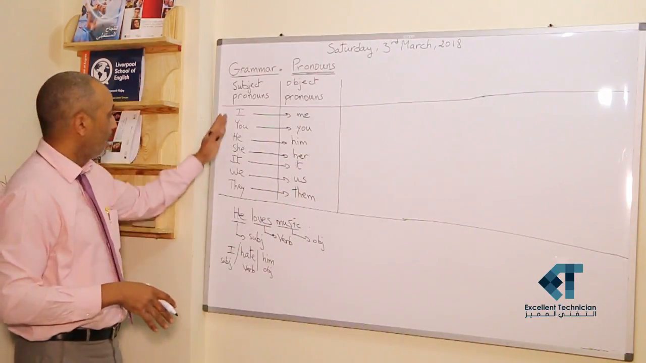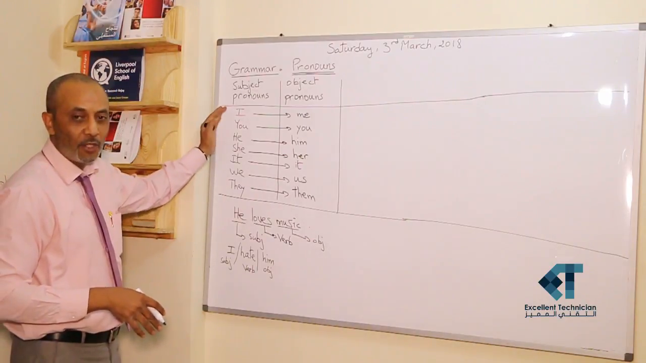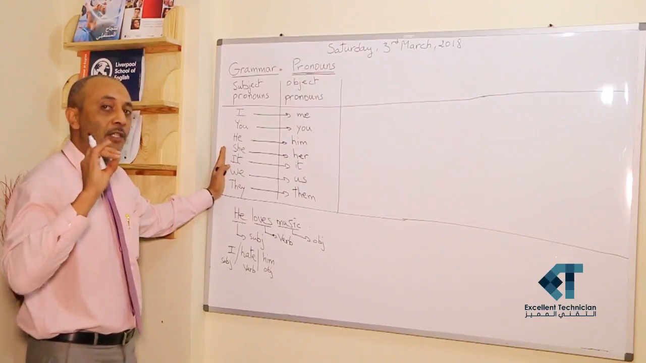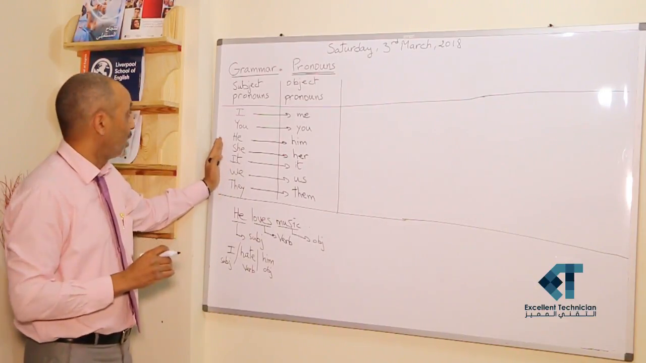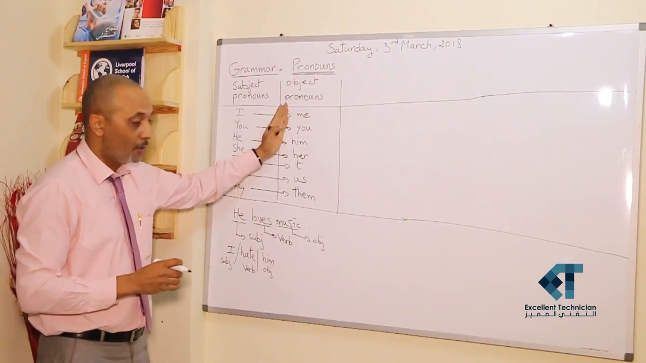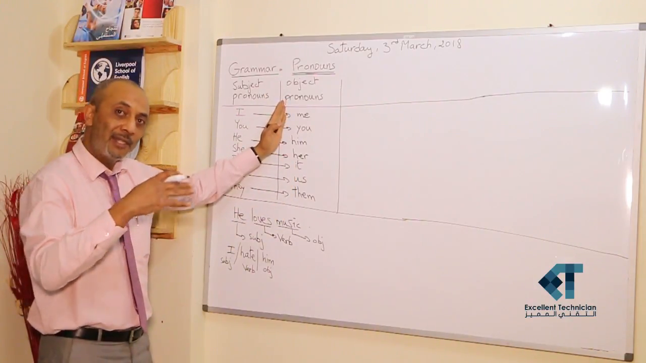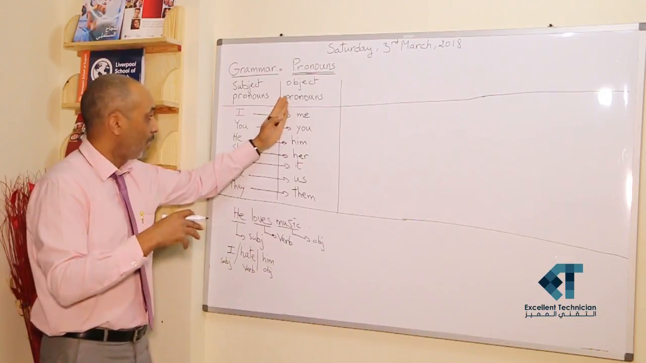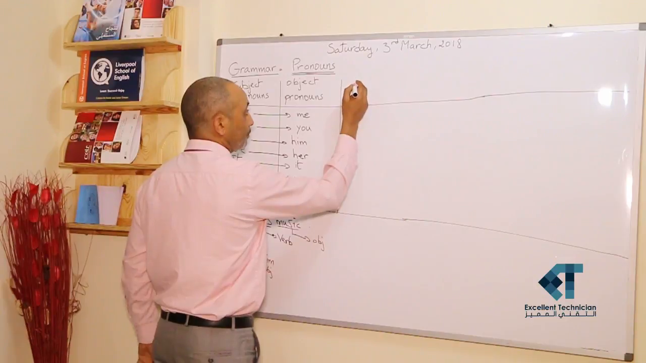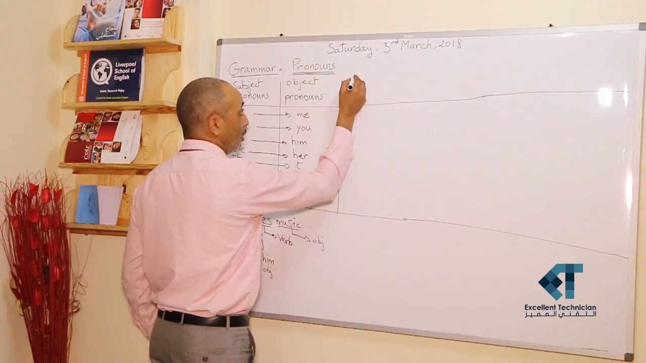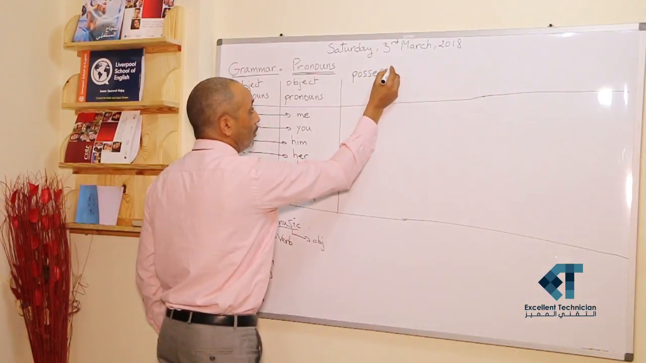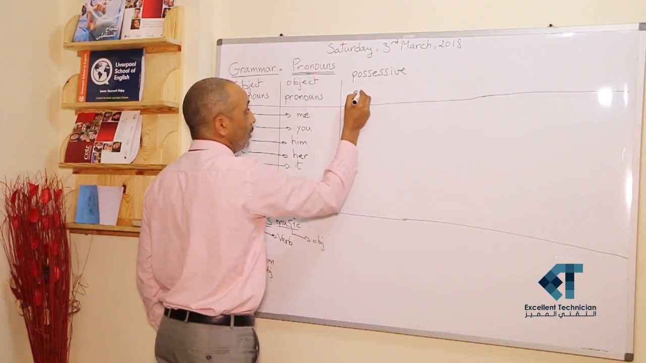So similarly, here in the first list, each one of these pronouns, when it is used in a sentence, has got the function of subject. That's why it's called subject pronouns. Second list, object pronouns. They are called object pronouns because they have the function of object when they are used in a sentence. Third one, let's talk about possessive pronouns.